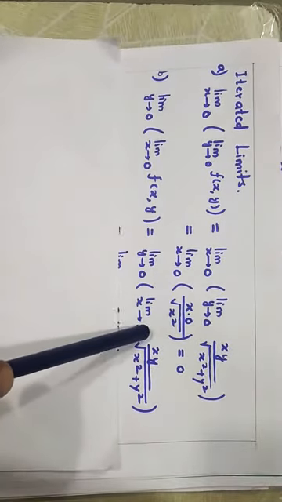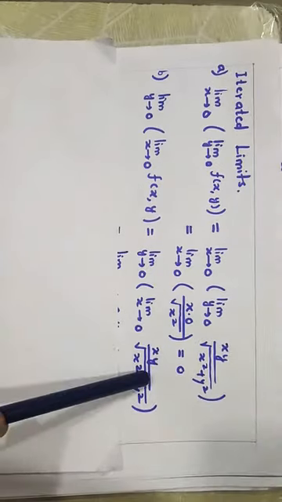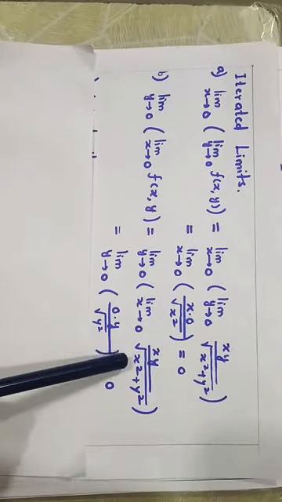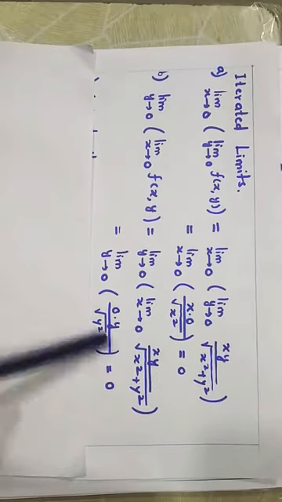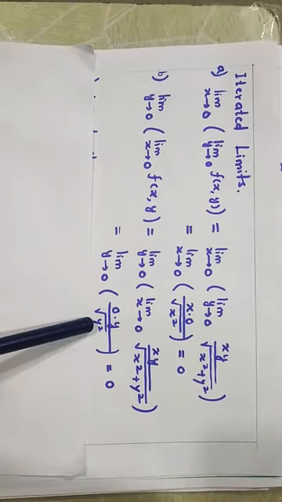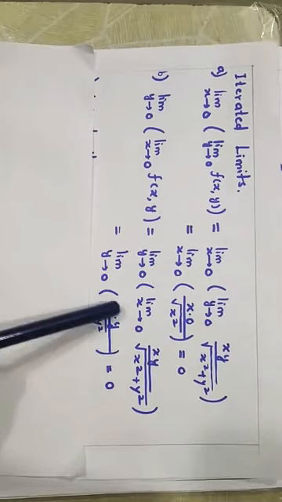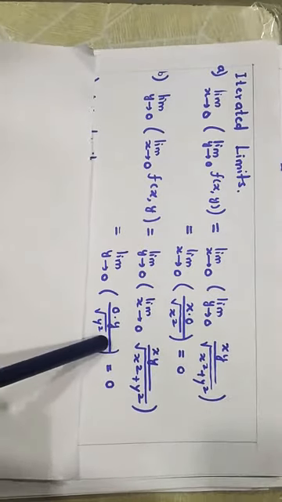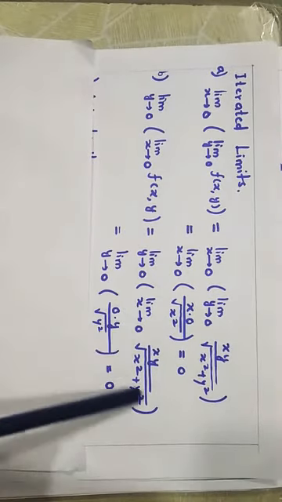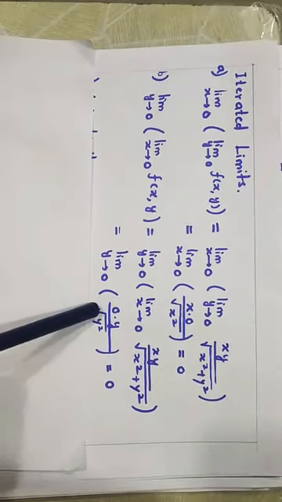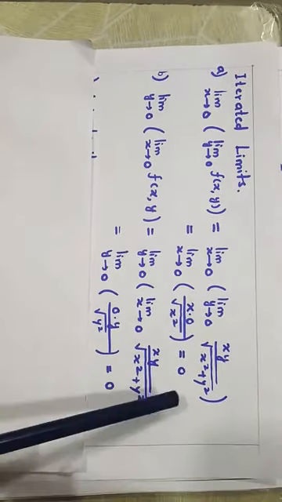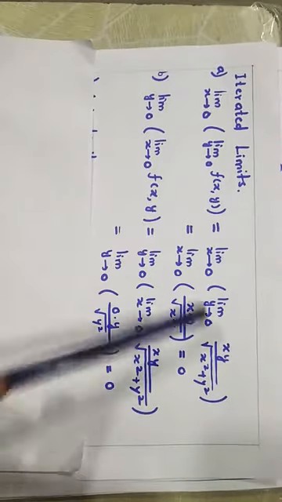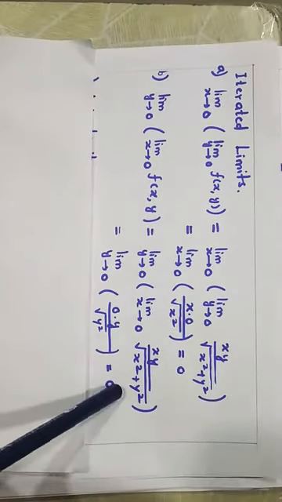So when I take the limit as x tends to 0, the denominator is again non-zero. When only x is 0, the denominator is the square root of y square. And x is 0 here, so this term becomes 0 while taking the inner limit. This is 0, and the limit of 0 as y tends to 0 will be 0. So both the iterated limits are equal to 0.